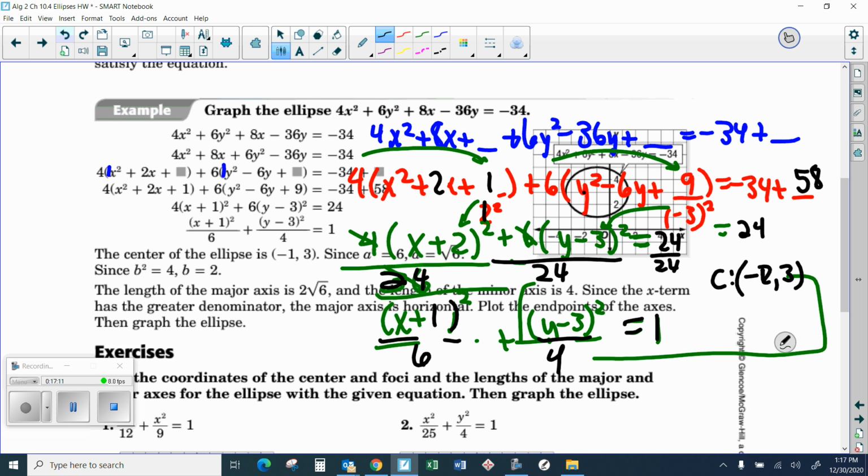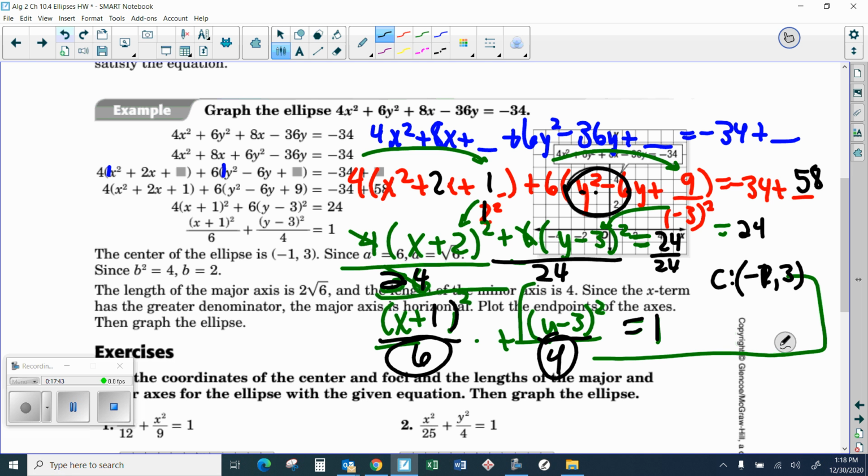So it's negative 1, 3, which then is right here, negative 1, 3. That is correct now. And in the x direction, I'm going square root of 6. Square root of 6 is just over 2. There's 1, 2, and a little bit more. 1, 2, and a little bit more. In the y direction, I'm going square root of 4, which is 2. 1, 2 right there, and 1, 2 right there. And now I have my vertices. I can draw my ellipse now from those 4 vertices.